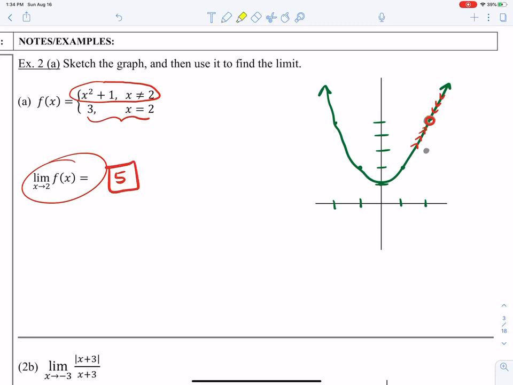It does not matter that there's a point here, guys. That is my answer. Okay? So a discontinuous graph does not affect the limit.